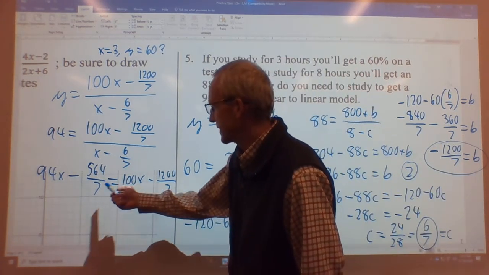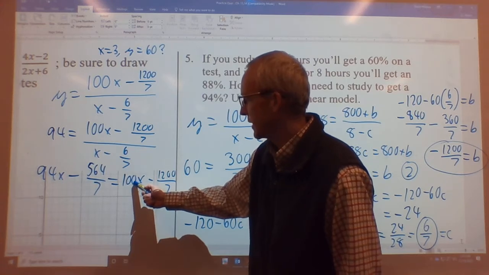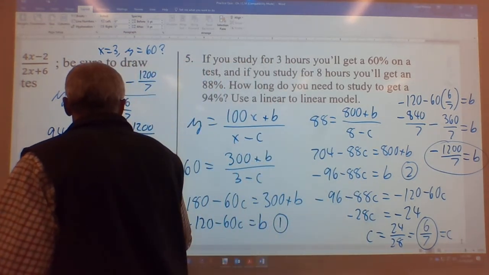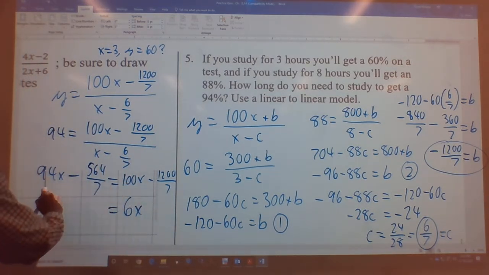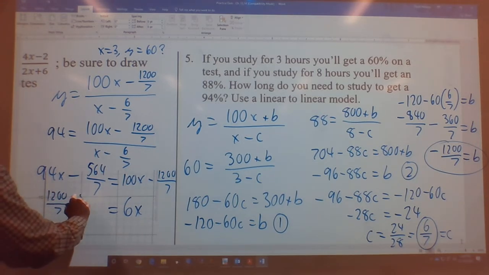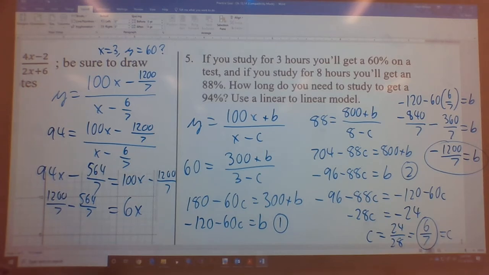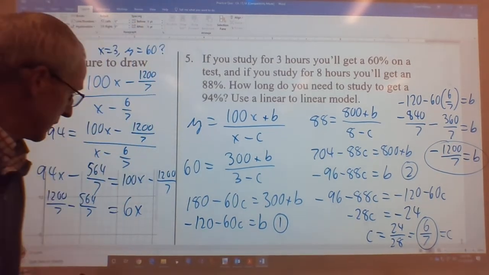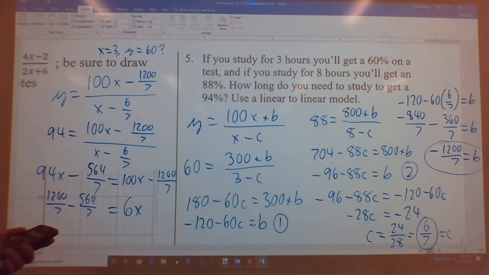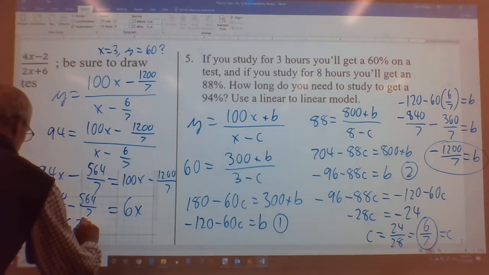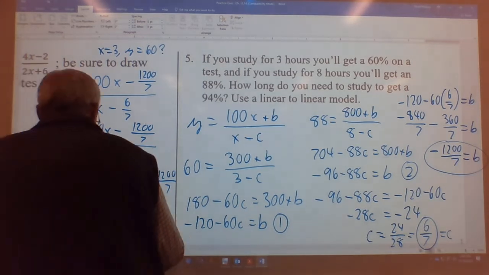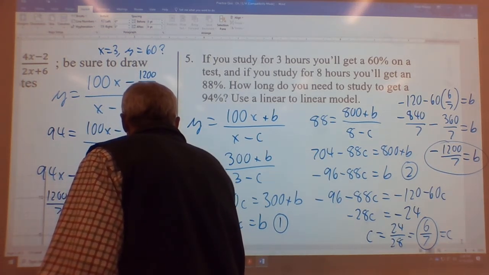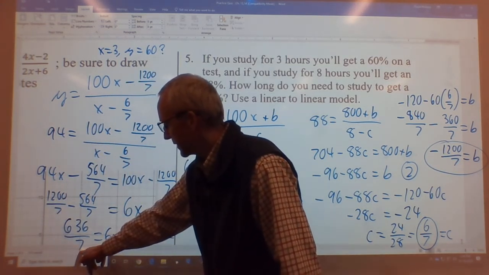All right, let's see. I like positives, so if I take the 94x on this side, it becomes 6x. 100x minus 94x is 6x. So I get 6x over here. And on the other side, this is going to become positive: 1200/7 minus 564/7, which is, how many sevenths is that? 1200 minus 564 is 636/7. So 636 divided by 7 is equal to 6x. Divide both sides by 6. So x is equal to 636 divided by, put the 6 over here, divided by 42.